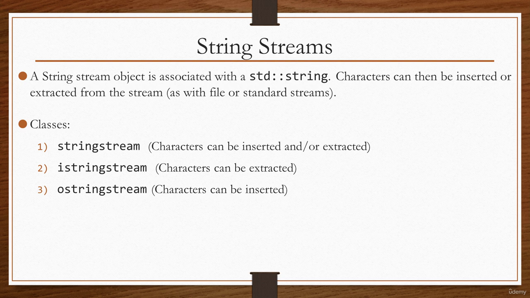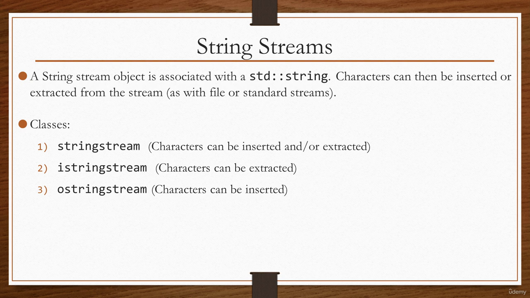You can start to think that we can do data validation, and we can extract and insert in a familiar way, as we did with file streams. So this opens up some additional possibilities and ways for us to manipulate and work with character sequences. The classes that we will discuss here include the stringstream, the istringstream, and the ostringstream. The stringstream class is similar to the fstream class with file streams in that we can use a single object to insert and extract, so it can go both ways. With the istringstream, characters can be extracted, and with ostringstream, characters can be inserted.